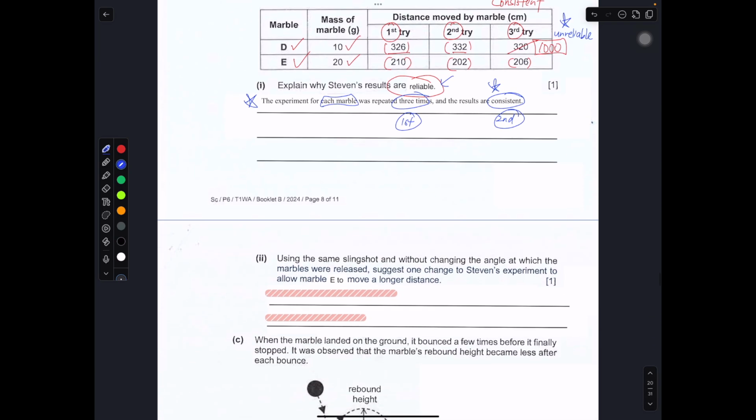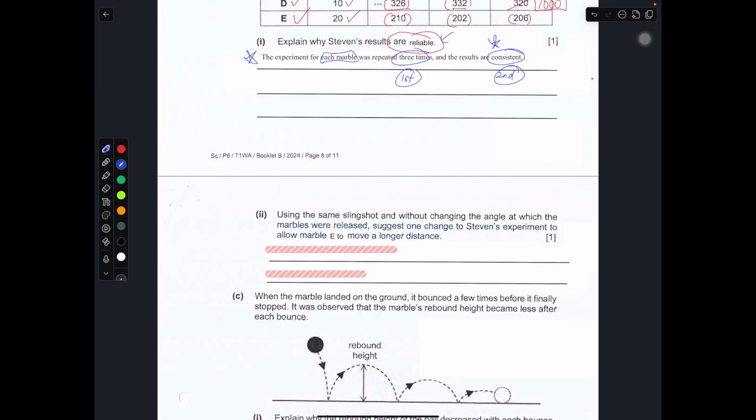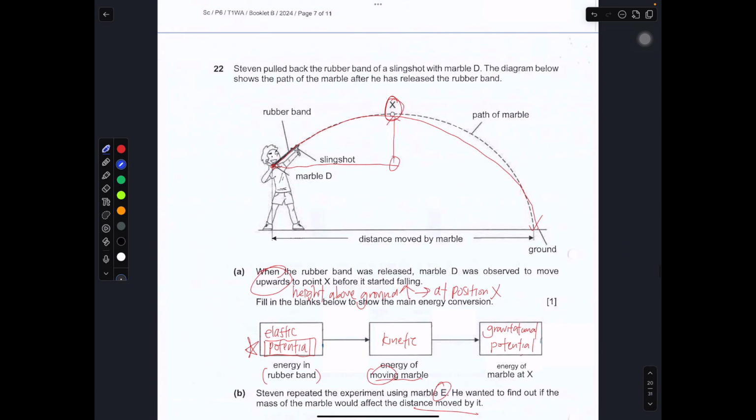Using the same slingshot without changing the angle at which the marble is released, suggest one change to Stephen's experiment to allow marble E to move a longer distance. So for this, using the same slingshot without changing the angle, you can talk about the slingshot itself. Either this person can pull back further, that's number one. Or the second way is you can change to a stiffer rubber band, but then you stretch it to the same distance, which is here.